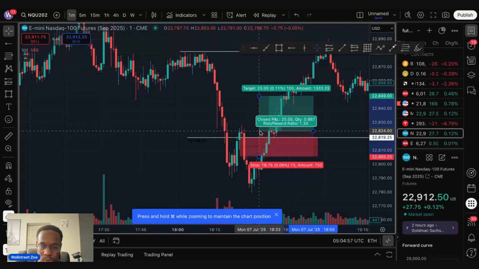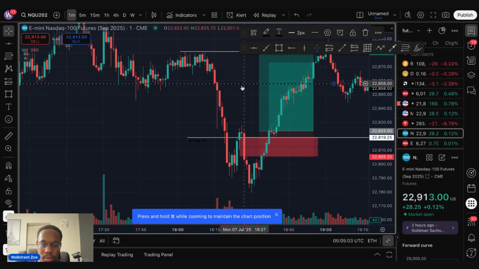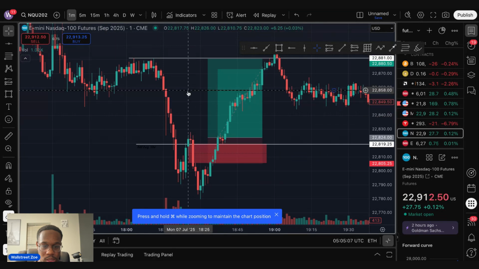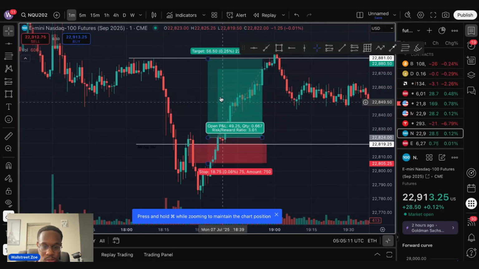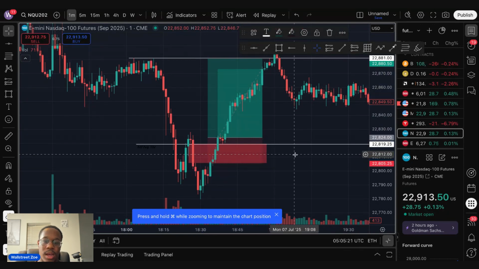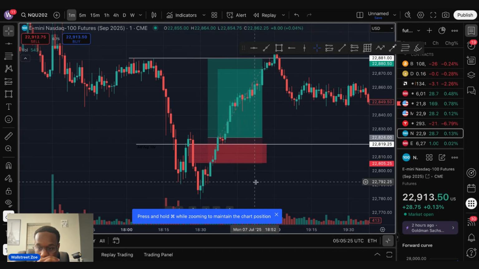So my entry would have been here, and my take profit would have been at these equal highs up here. If you're looking at this, you can see that this was a 3-to-1 trade right here. And again, I'm just simply trading inversion fair value gaps from a higher time frame.